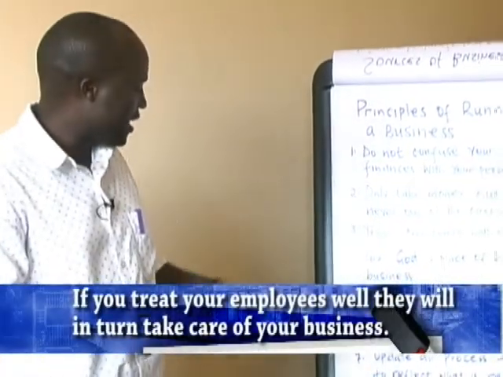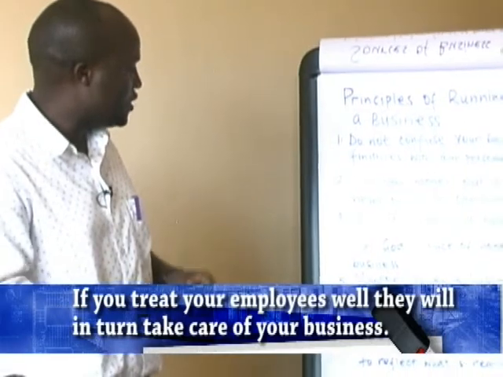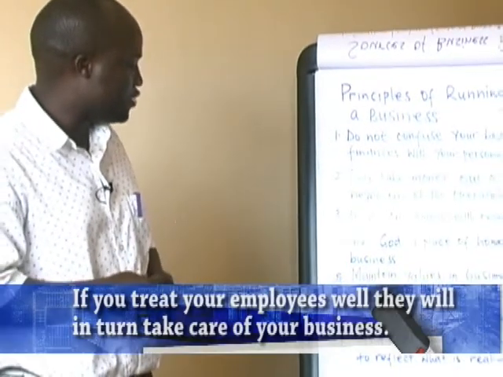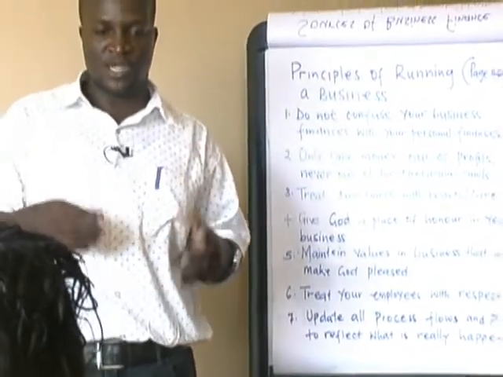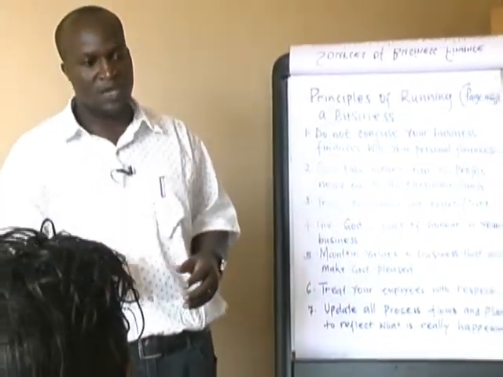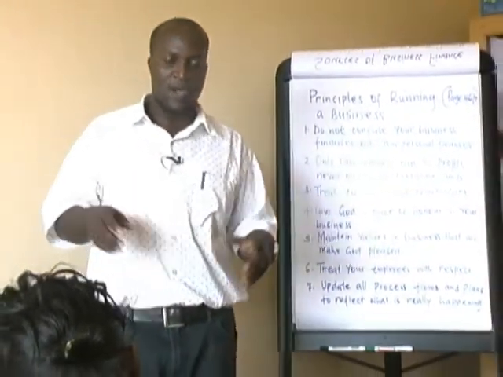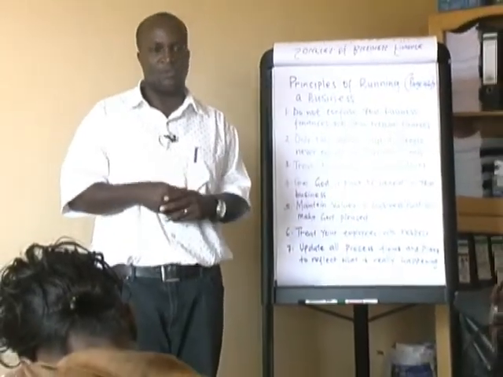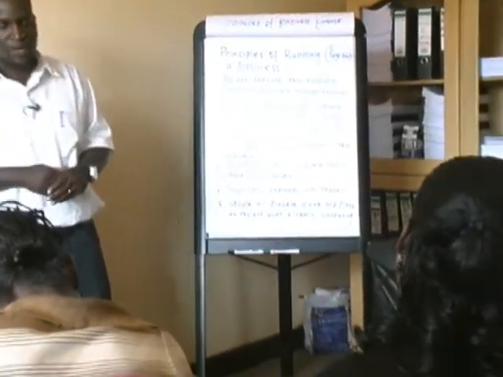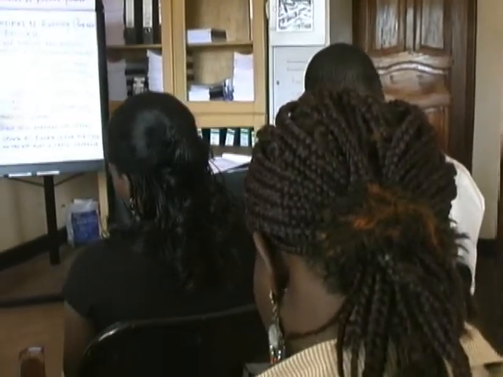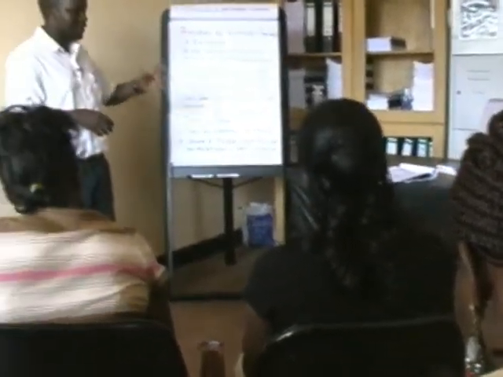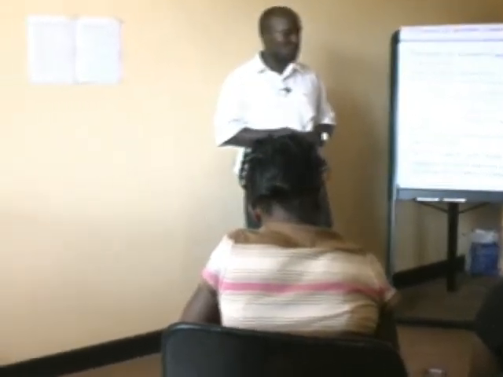And lastly, number 7, we say update all your process flows and plans to reflect what is really happening. Always have a chance to go through your business and see where you could improve it. Where can you do better? How can you improve the service that you're offering or the product that you are making, so that you can stay in the market and compete? It's that critical. So these are the principles, and I invite you to read on these.